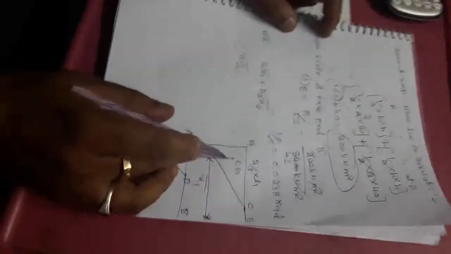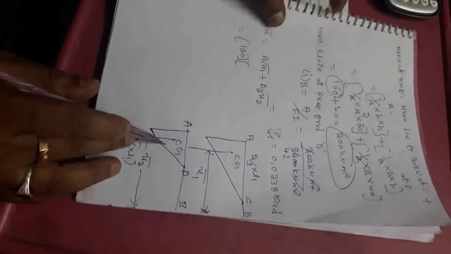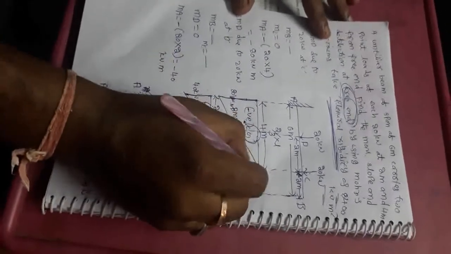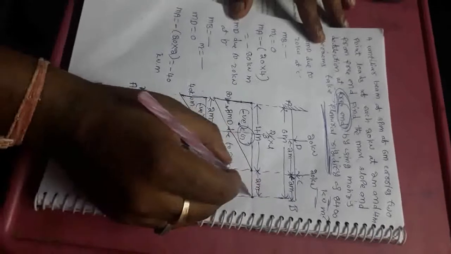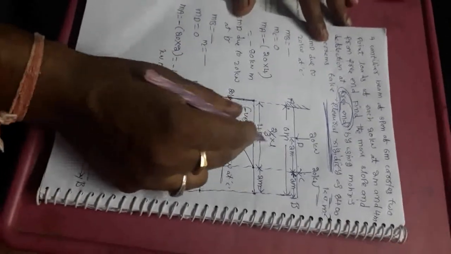So 2 by 3 into L1, why? Because this looks like a triangle and this also looks like a triangle. So the centroid formula for this triangle is 2 by 3 into L1. L1 is nothing but these 4 meters. The remaining 4 meters is L for this diagram, and the remaining span length is 2 meters here.